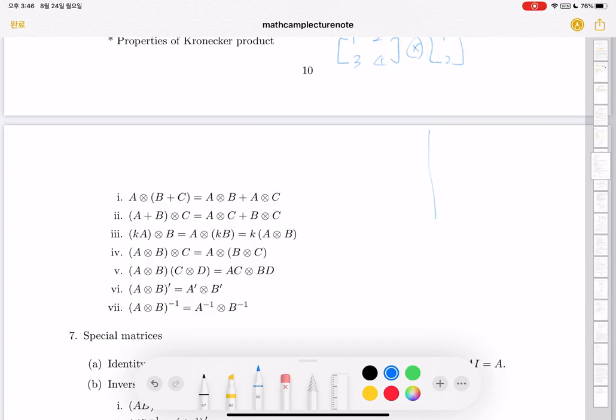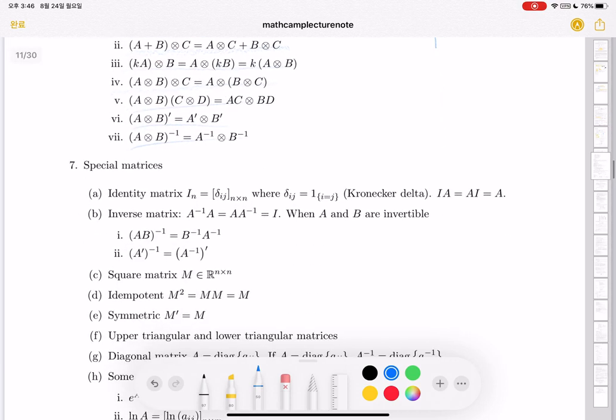There are rules that the Kronecker product must obey. Okay, so get familiarized with them. We are going to use the identity matrix. An identity matrix is a matrix of ones and zeros where the diagonal elements are ones and all off-diagonal elements are zeros. So for example, I_2 is the two-dimensional identity matrix, which is 1, 0, 0, 1.